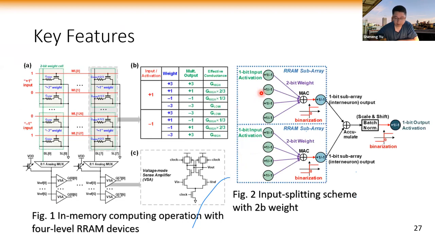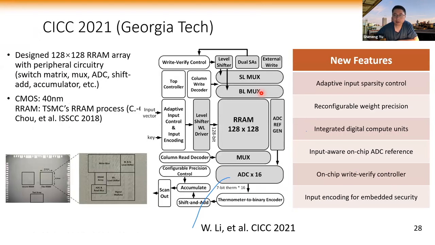And I will skip some of the details of this implementation. This is the last chip I want to show. This is our latest result. We had access to the TSMC 14 nanometer tape-out shuttle. So here is a design with a 128 by 128 RRAM array with all the peripheral circuits. And here is a diagram of the whole system.